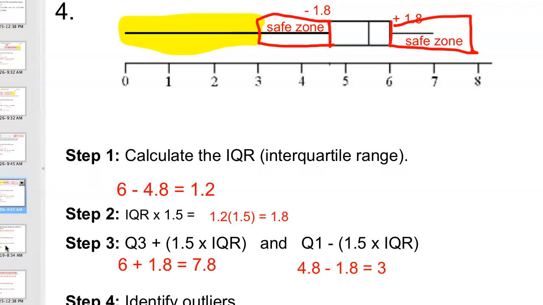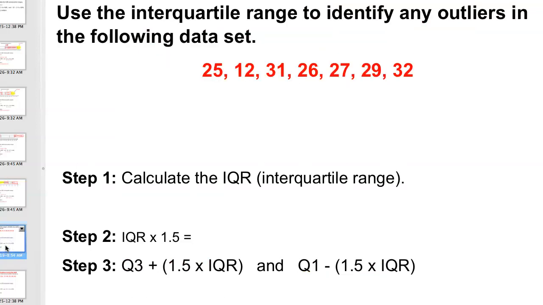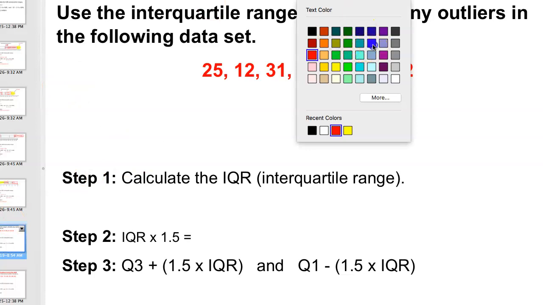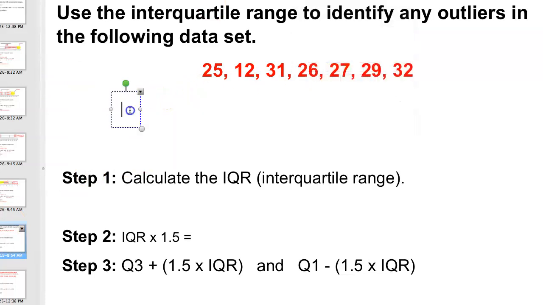All right, we're going to do one more because this one's a little different. I'm not giving you a box plot. I'm giving you a set of numbers, okay? And I have to identify the interquartile range. That means that I need to put the numbers in order from least to greatest first because I have to find the interquartile range, and that means I need my lower and upper quartiles.